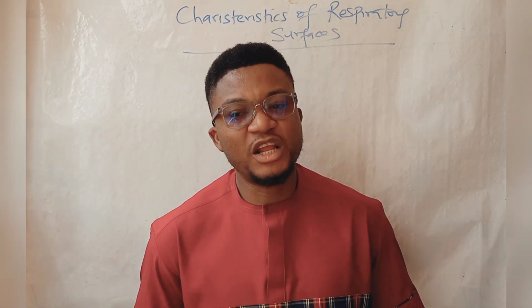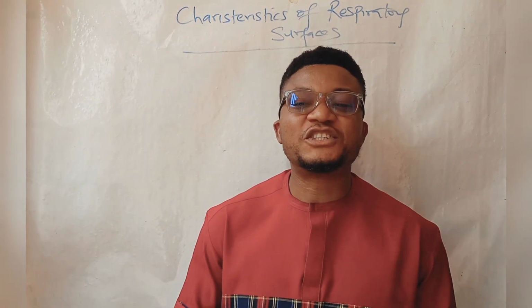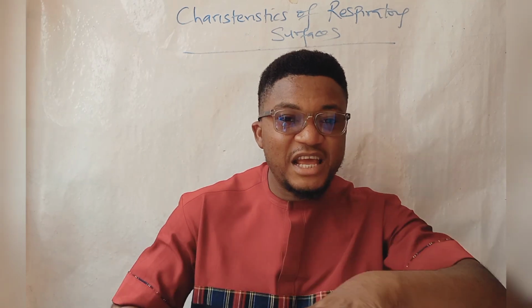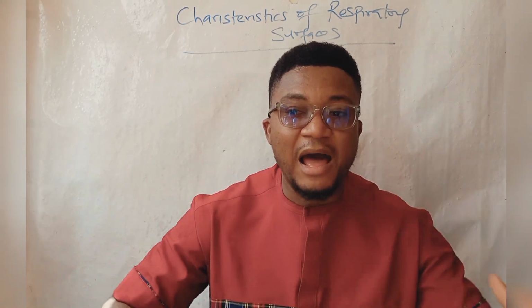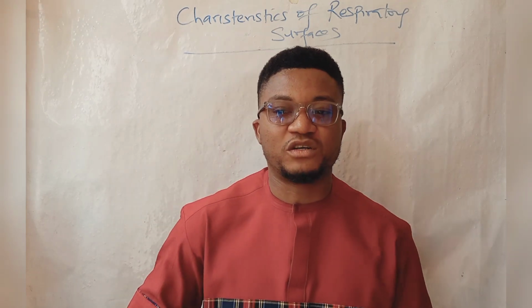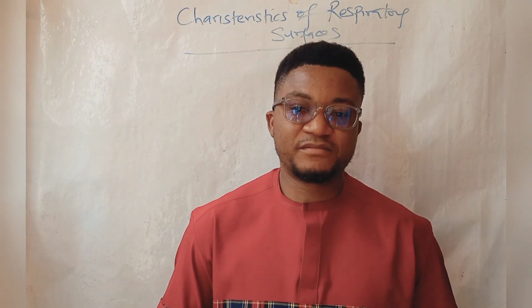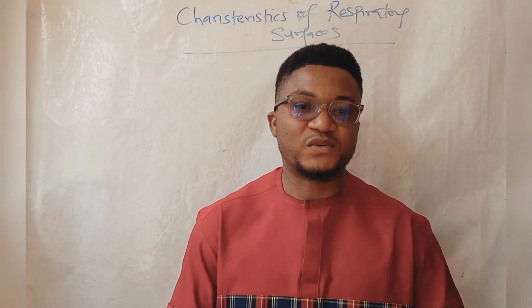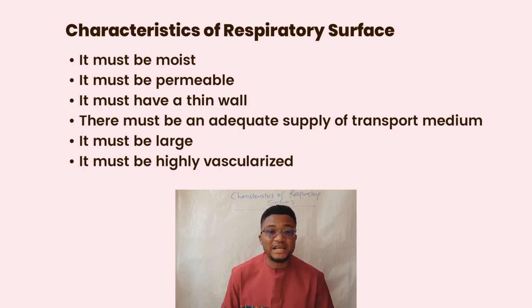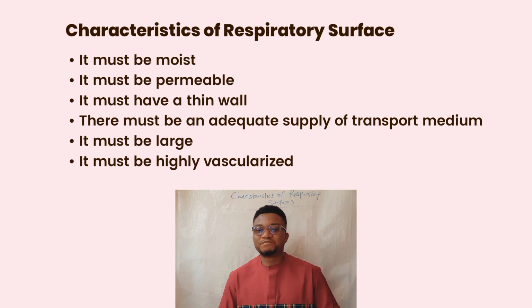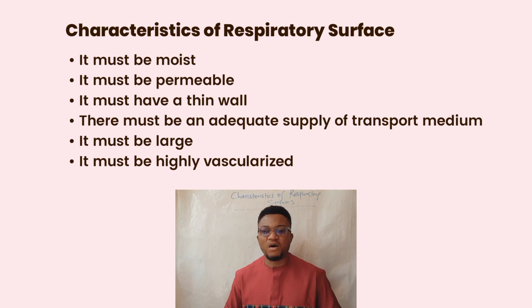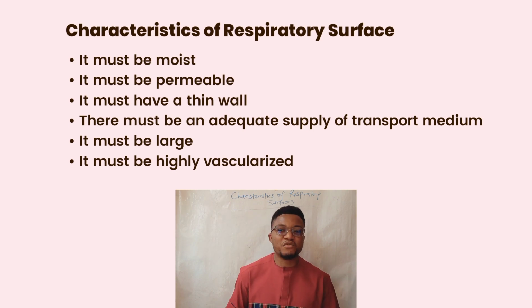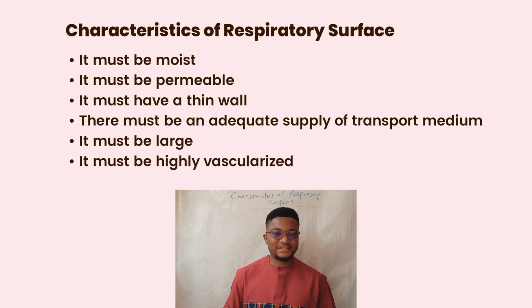The blood is a transport medium, and the blood will be adequate for the whole process to take place. Number 5, it must have a large surface area. The surface area must be large to enable easy diffusion of gases. And the final one, but not the least, it must be highly vascularized. It simply means that it will be equipped with various capillary networks to enable gas to move in and out.